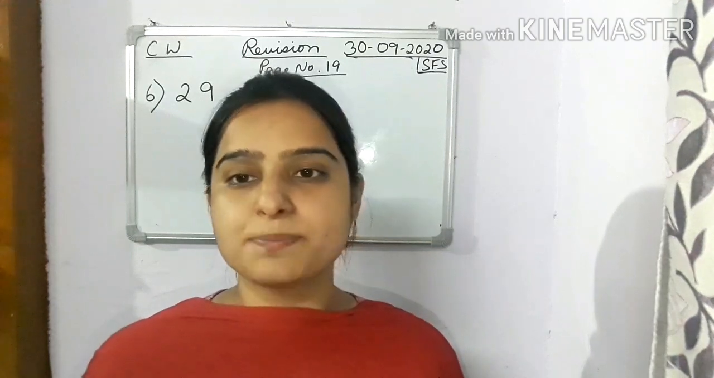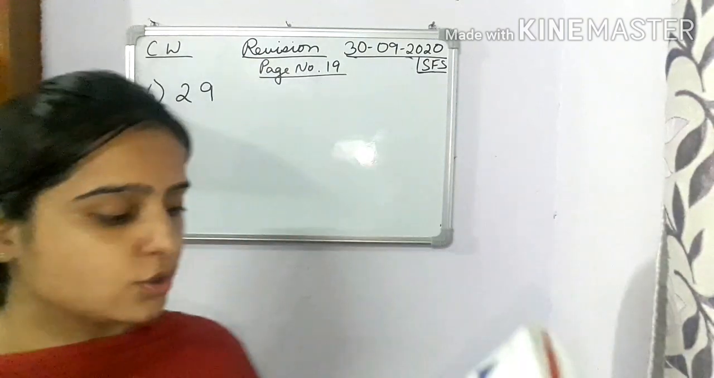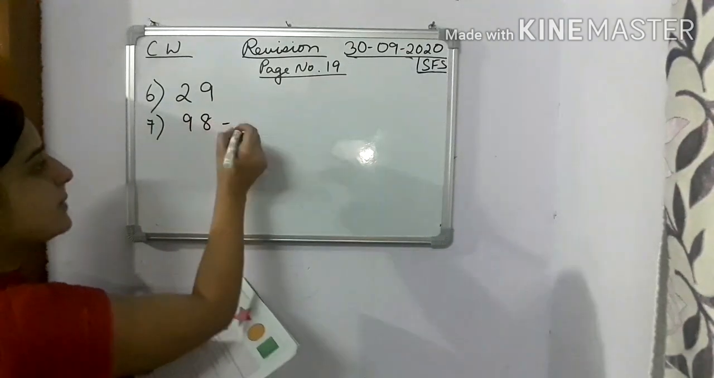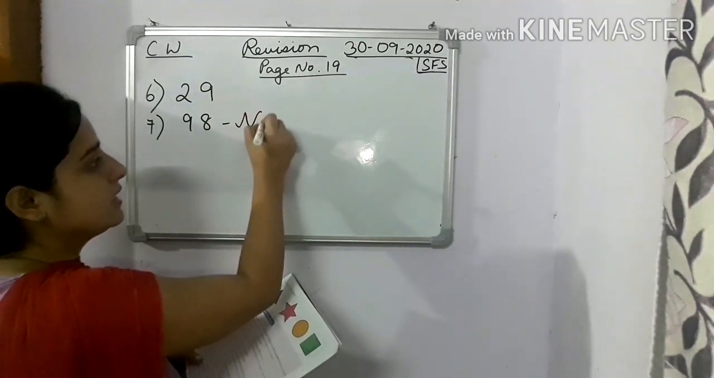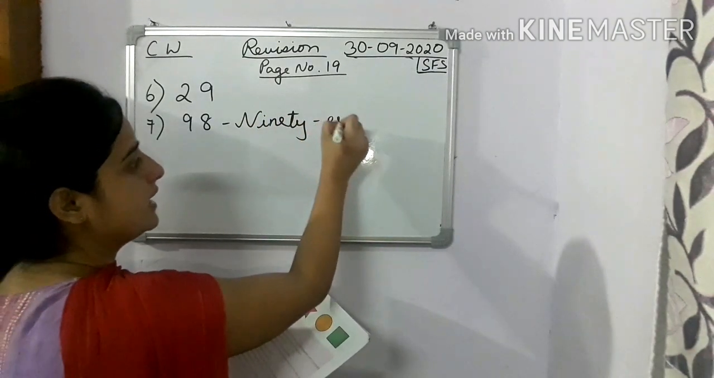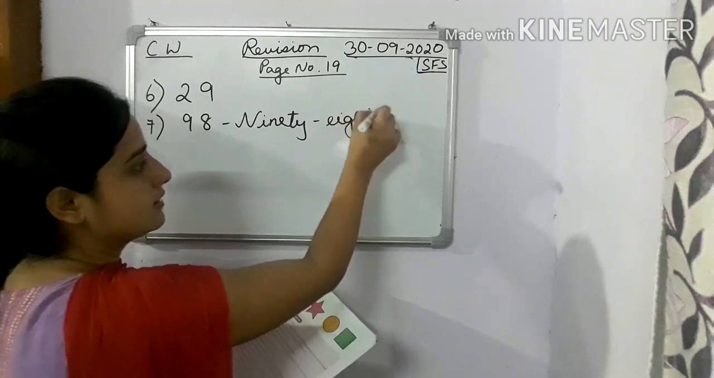Number 7. What is the number name of 98? So we will write the spelling of 98. You know the spelling, children? N-I-N-E-T-Y, 98. Done?